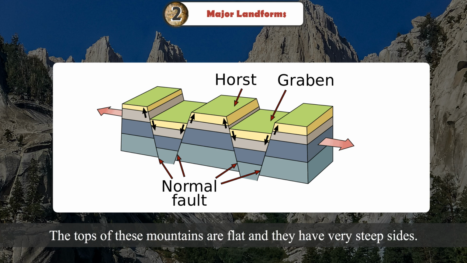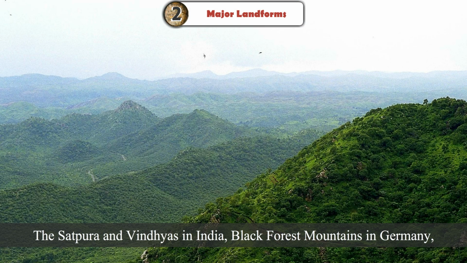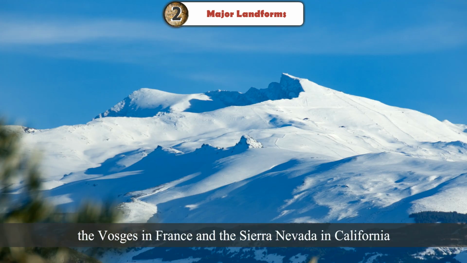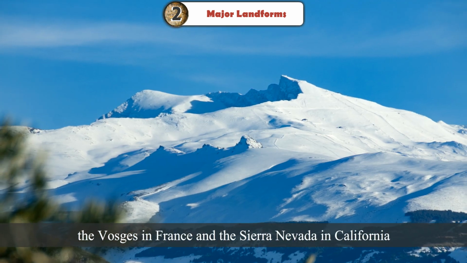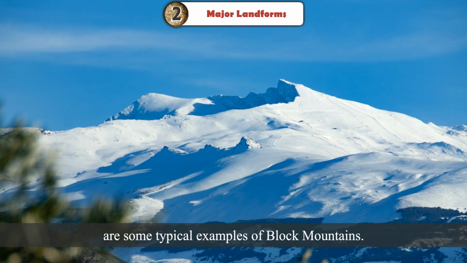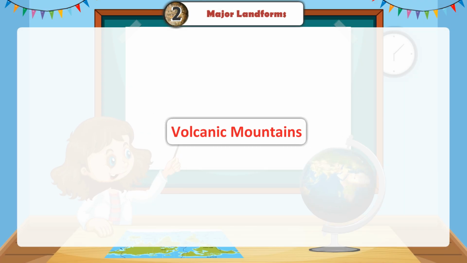The tops of these mountains are flat and they have very steep sides. The Satpura and Vindhyas in India, Black Forest Mountains in Germany, the Vosges in France, and the Sierra Nevada in California are some typical examples of block mountains.